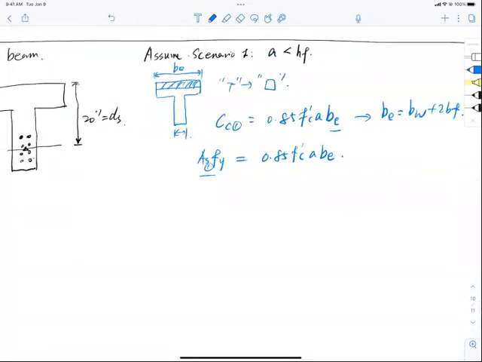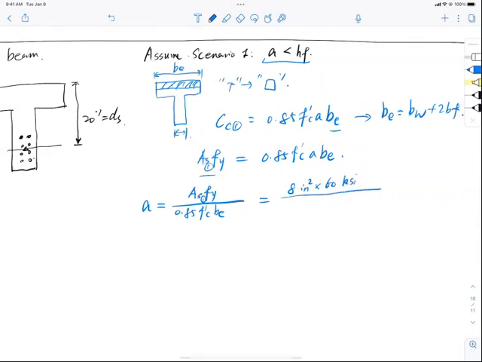Okay, now following this thought, I can directly find my A, because I assume that A is smaller than HF, right? So quickly, A equal to AS FY divided by 0.85 F prime C BE, and AS FY is 8 inch squared multiplied by 60 KSI and divided by 0.85, and F prime C is 3 KSI, low grade concrete for this one, right? And 47 inch of width. All right, so now you have a number and save you the trouble, and that is unfortunately 4 inch.